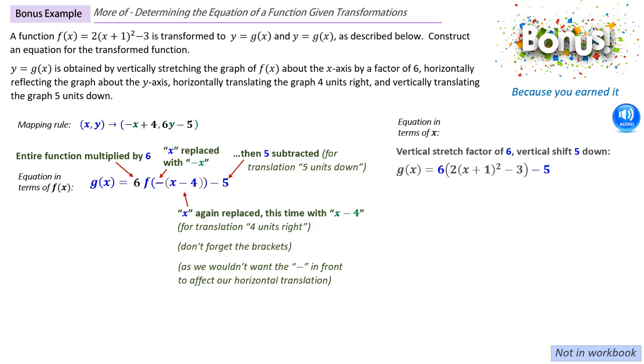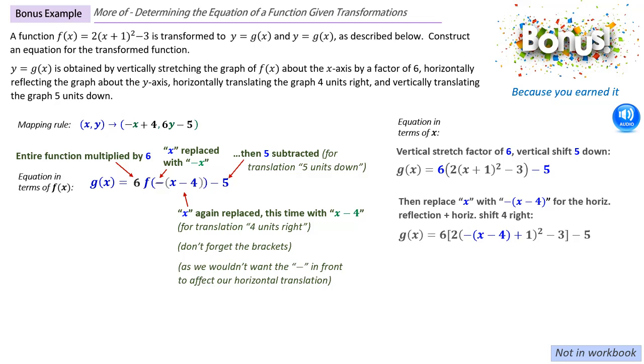So the first thing I'll do is multiply my entire original function by 6. This is the vertical stretch of 6. Then I'll subtract 5. In order to represent our two horizontal transformations, we'll be replacing x with negative x minus 4. This gives us g of x equal to 6 times (2 times (negative x minus 4 plus 1) squared, subtract 3), minus 5. Wow.